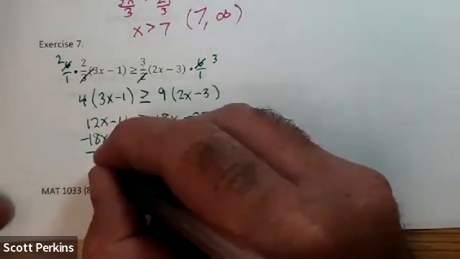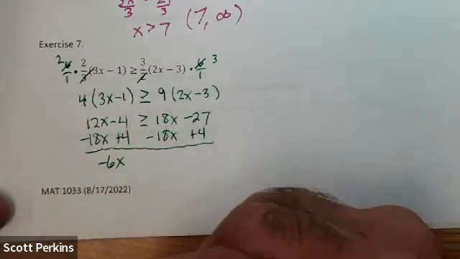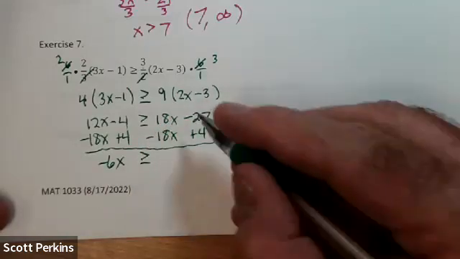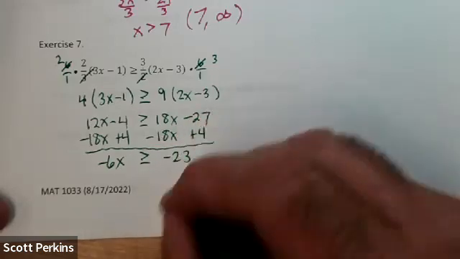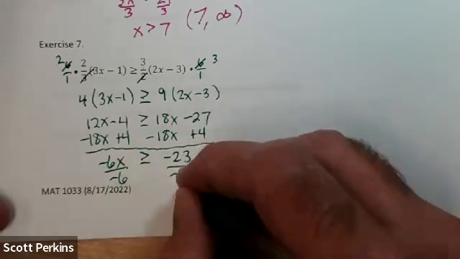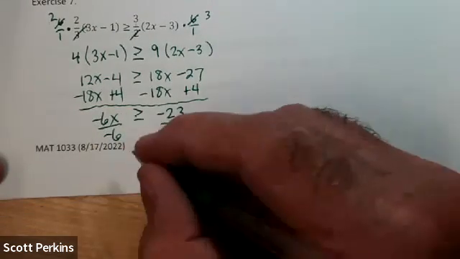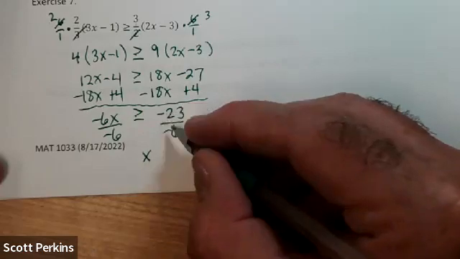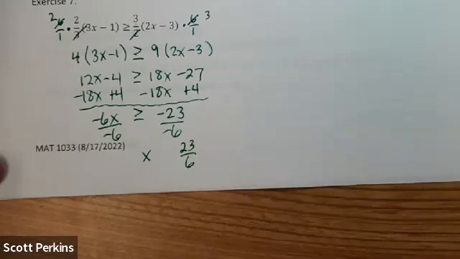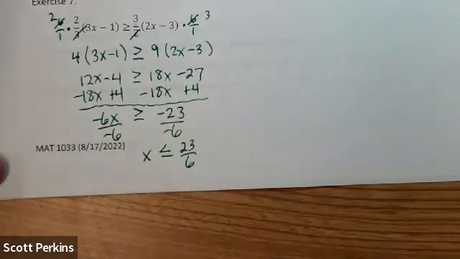12x minus 18x is negative 6x. I have only added and subtracted. Adding and subtracting does not affect my sign in any way, so it stays greater than or equal to. Negative 27 plus 4 is negative 23. Now I divide by -6. -6 divided by -6 is a positive x. -23 divided by -6, a negative divided by a negative, is a positive 23/6. Since I divided by a negative, the sign instead of greater than becomes less than or equal to.